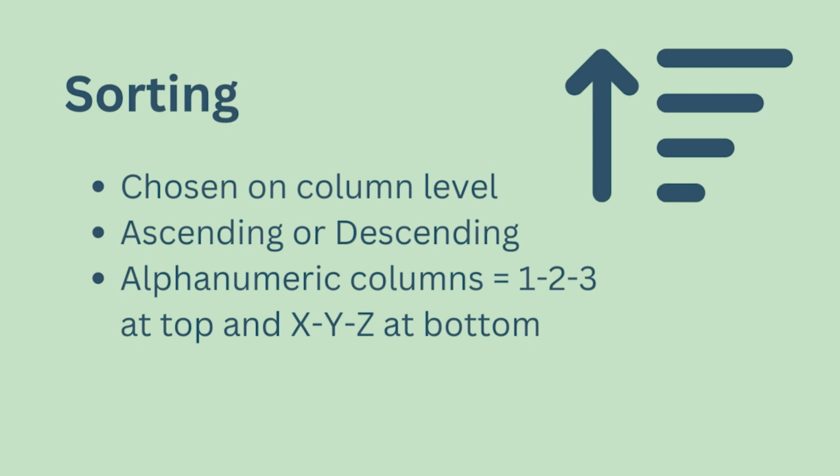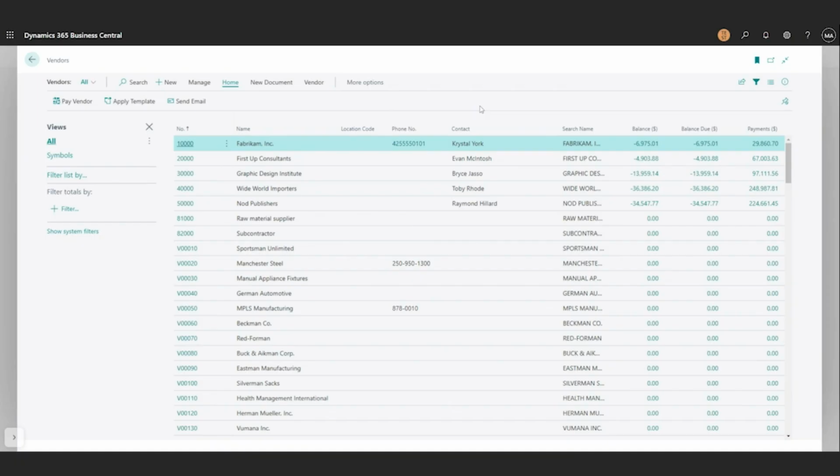If you sort ascending on alphanumeric columns, the characters 1, 2, 3 would be at the top and XYZ would be at the bottom. For the purposes of this video, I'm going to be in the vendor list. So let's navigate there. Click my search bar and search for vendors. And we're going to choose our vendor list.